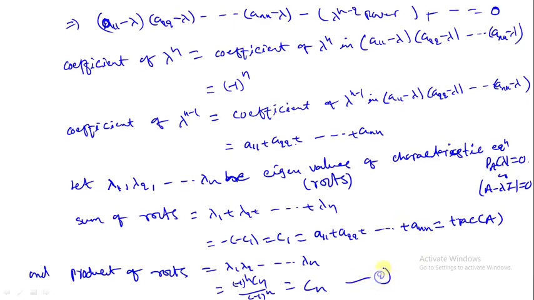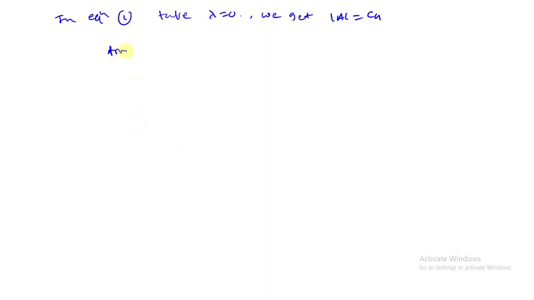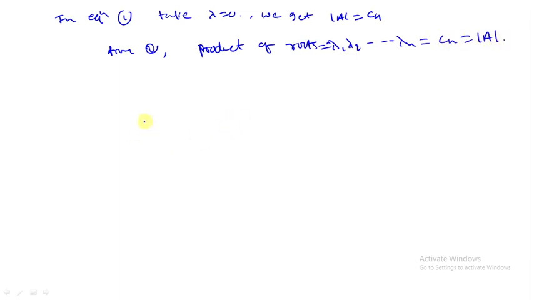The product of roots lambda 1, lambda 2, up to lambda n is equal to Cn, which is the same as the determinant of A. Now observe here, the sum of roots is the sum of the diagonal elements, that's the trace. The product of the roots is the determinant. Therefore, that's the relation.